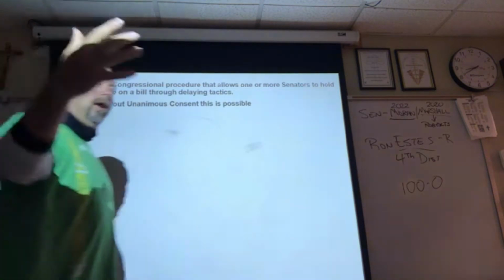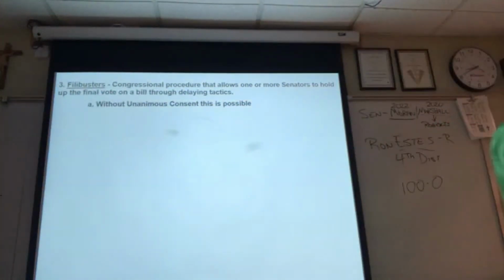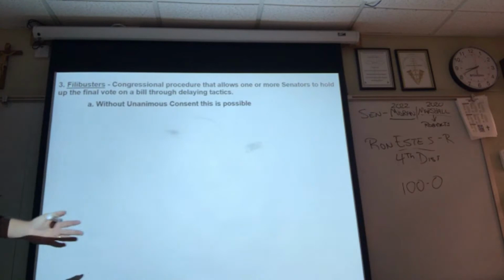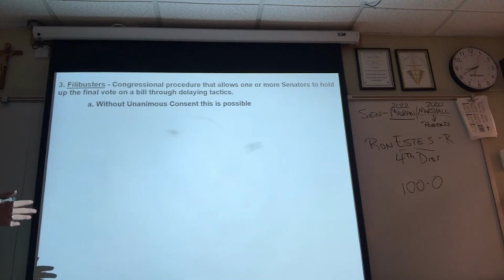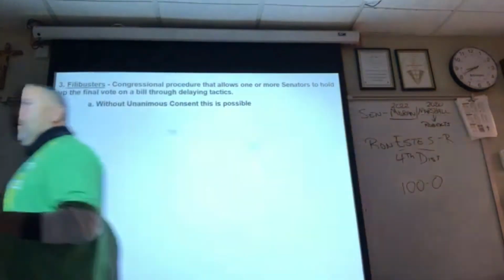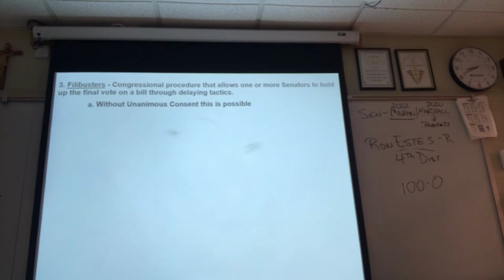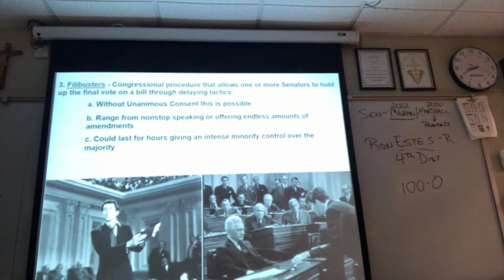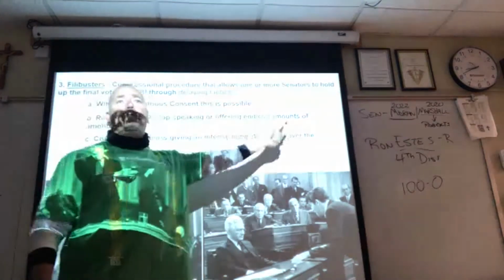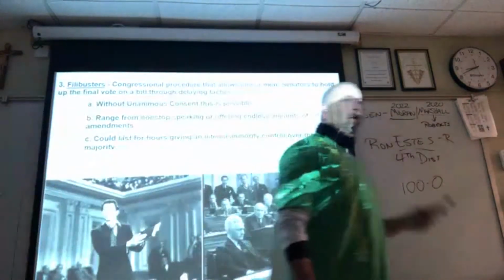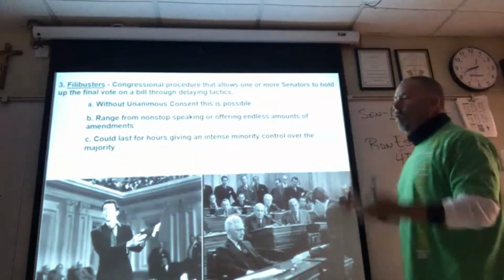If you have 41 senators, like the Republican Party that's in the minority right now, well, heck, if you had 41 or 42, you could go forever. Okay? Here's the thing. You can stop a filibuster with 60 votes. There's Jefferson Smith. Okay? So, tactics range from nonstop speaking to offering endless amounts of amendments to a bill.